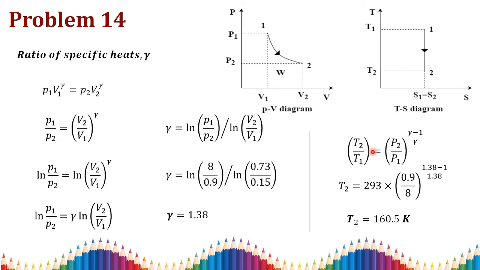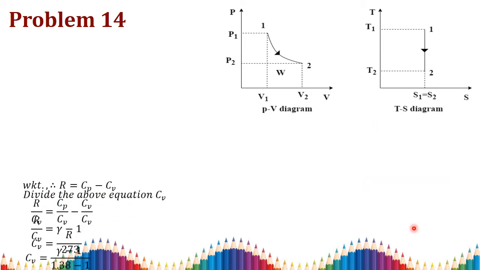Okay, so what is the PVT relation of the isentropic process? That is T2 by T1, which is equal to (P2 by P1) to the power of (gamma minus 1) by gamma, which is equal to (V1 by V2) to the power of gamma minus 1. In that relation, I am considering only the temperature and pressure terms. By equating these two terms, you will get the final temperature as 160.5 Kelvin.